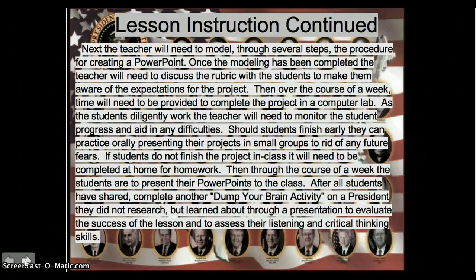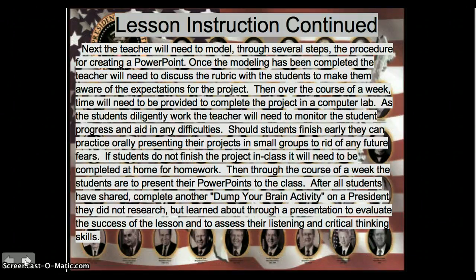Then over the course of a week, time will need to be provided to complete the project in a computer lab. As the students diligently work, the teacher will need to monitor the student progress and aid in any difficulties. Should the students finish early, they can practice orally presenting the projects in small groups to rid of any future fears. If students do not finish the project in class, it will need to be completed at home for homework. Then, through the course of a week, the students are to present their PowerPoints to the class.